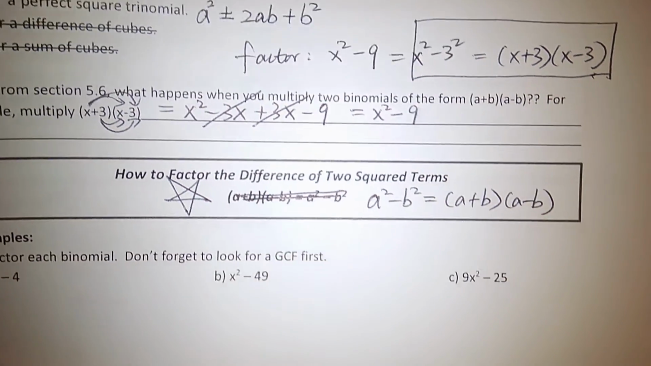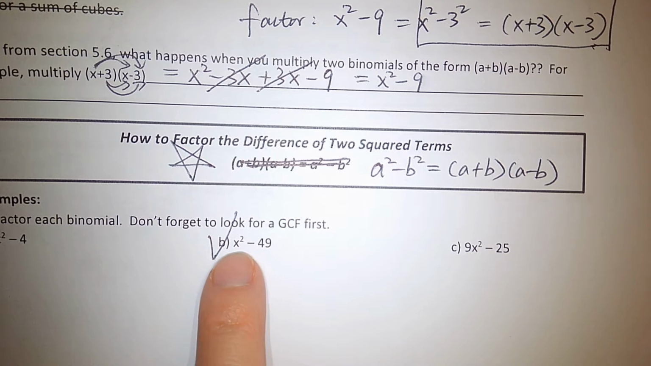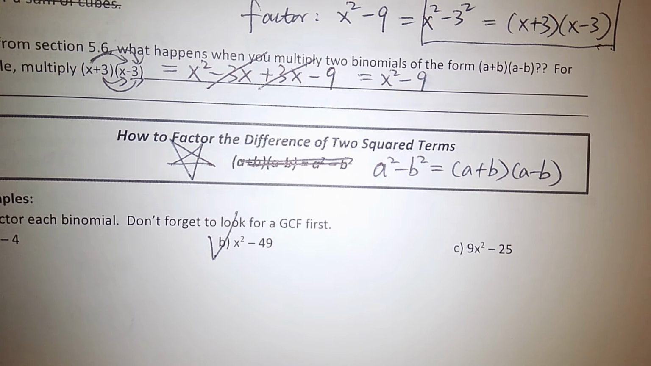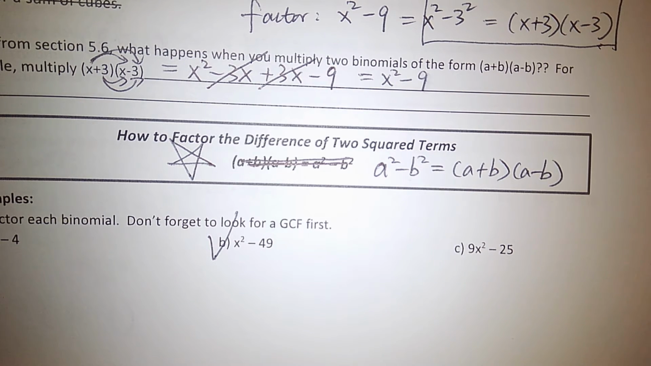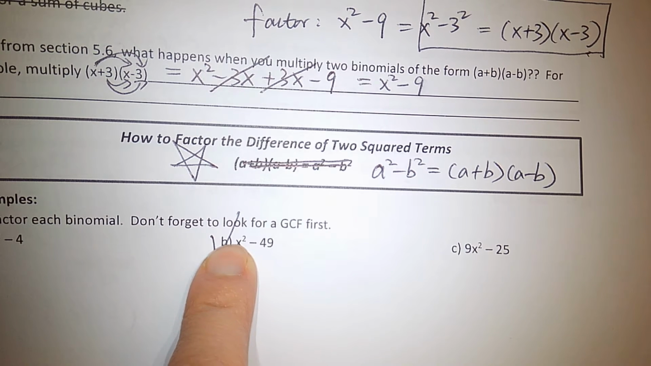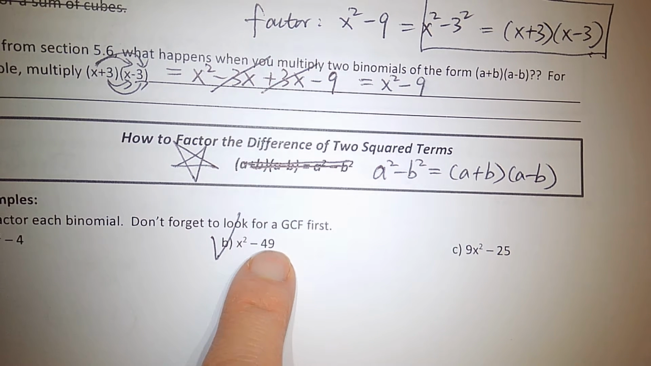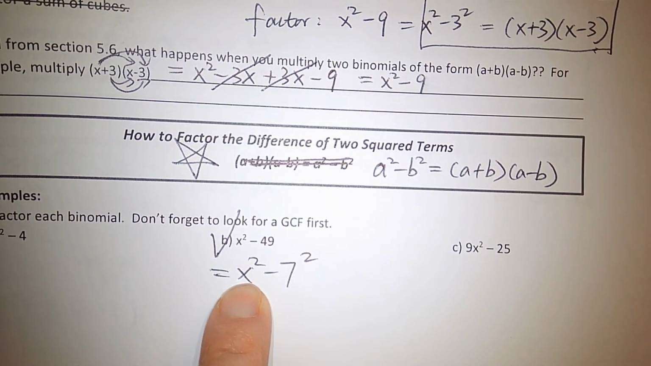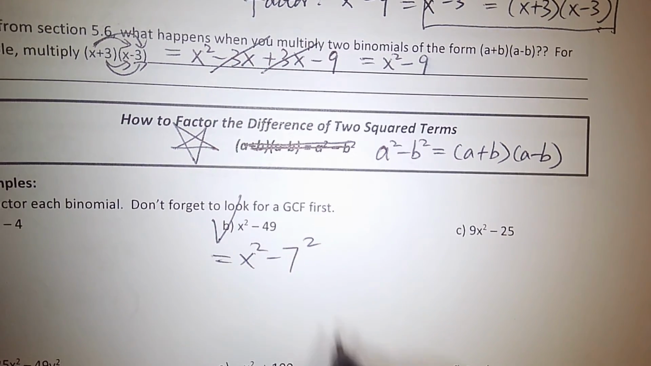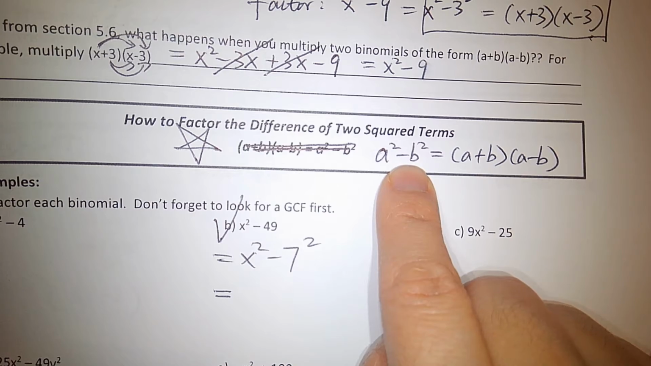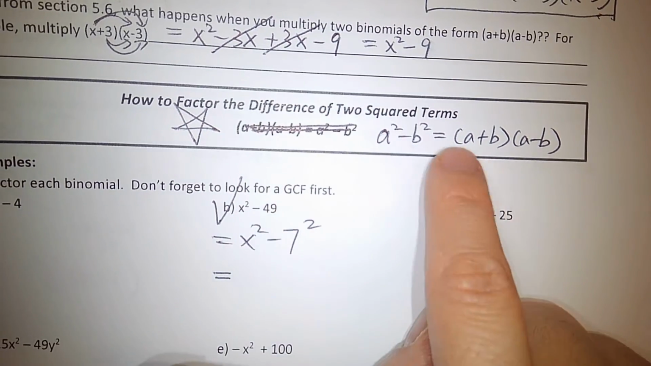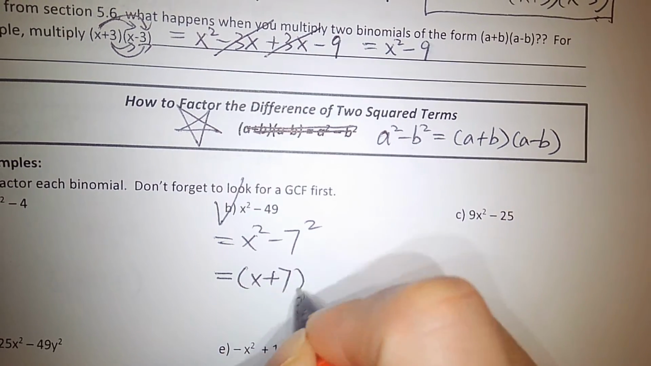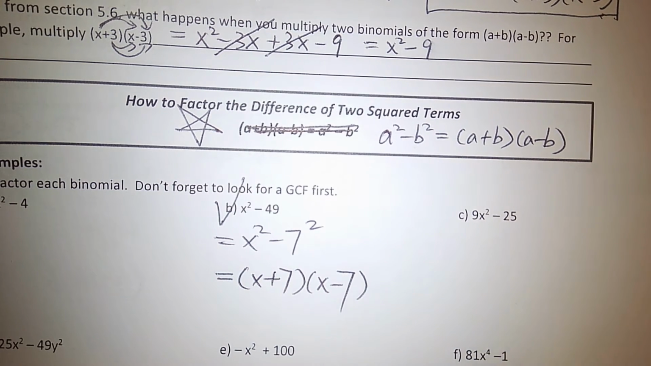Alright guys, let's practice, okay? Let's look at question B. Let's factor x squared minus 49. Can we use the given formula? Is x squared a perfect square? Yes. Is 49 a perfect square? Yes, it is 7 squared. So what is a in this question? x. What is b in the question? 7, right? So by using the formula of difference of 2 squares, how can we factor this binomial? We should have x plus 7 times x minus 7.